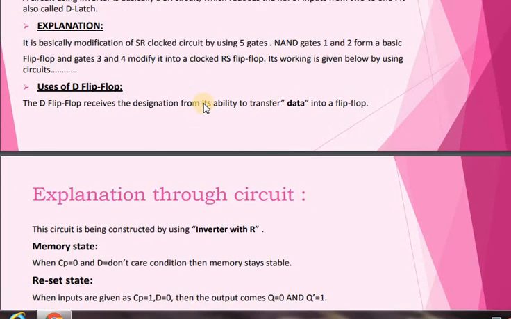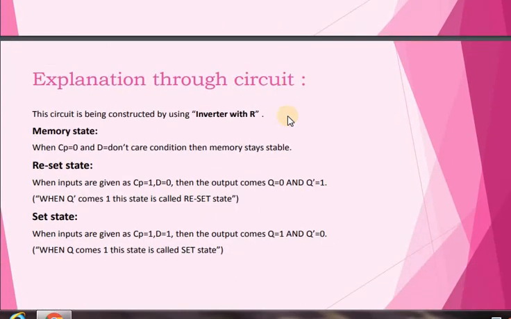And the circuit is modified. It is basically a modification of the clocked SR circuit using 5 gates. NAND gates 1 and 2 form a basic flip-flop, and gates 3 and 4 modify it into a clocked RS flip-flop. Its working is given below using the circuits. So, uses of the D flip-flop: the D flip-flop gets its importance from its ability to transfer data into the flip-flop. So this is the explanation through the circuit.